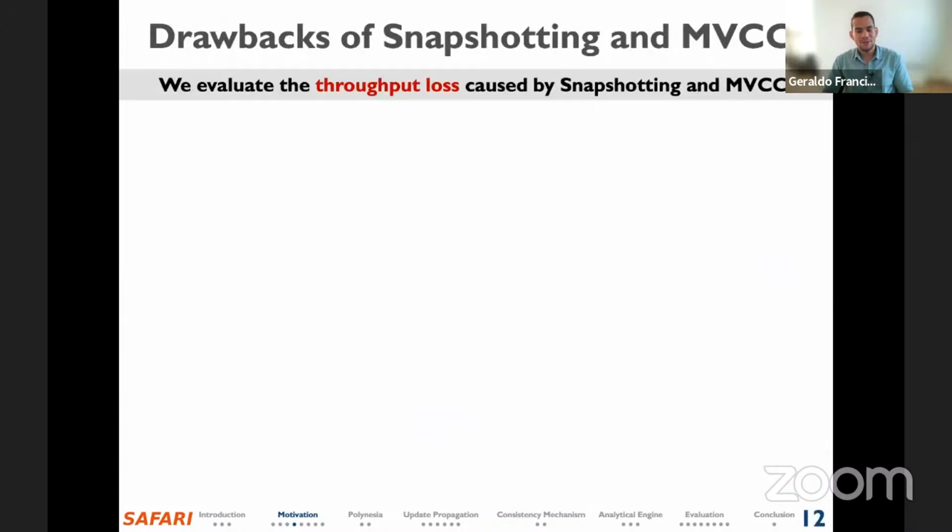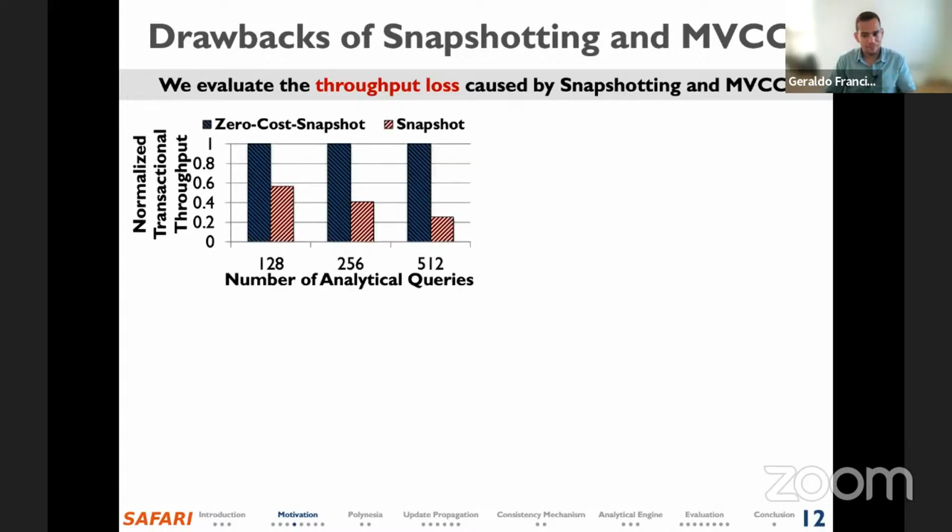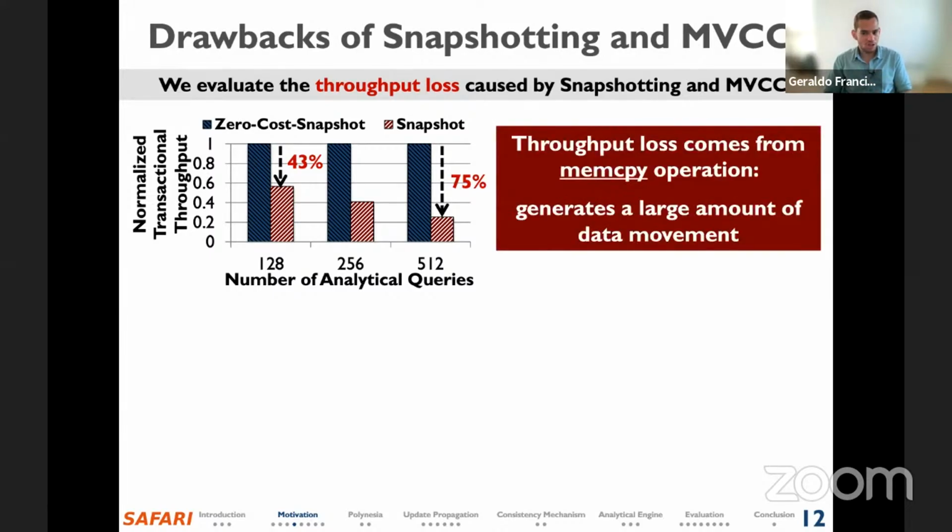We evaluate the impact of snapshotting and MVCC on transactional and analytical workloads. This plot shows the impact of snapshotting on the throughput of transactional workloads for a varying number of analytical queries. We compare the snapshotting-based system against a hypothetical system where snapshotting has zero cost. We observe that transactional throughput reduces by up to 75% when increasing the number of analytical queries. The main source of throughput loss comes from the cost of executing the memory copying operation required during snapshotting execution, which generates a large amount of data movement.